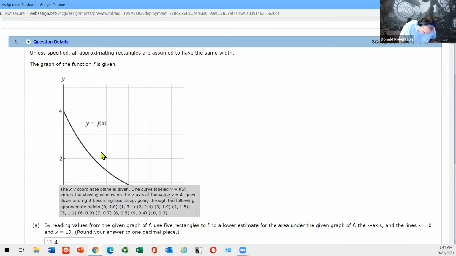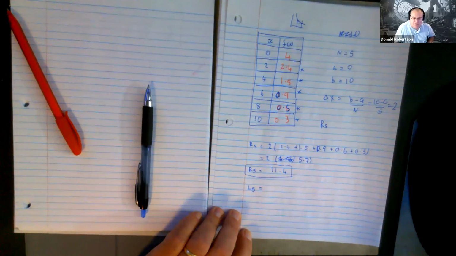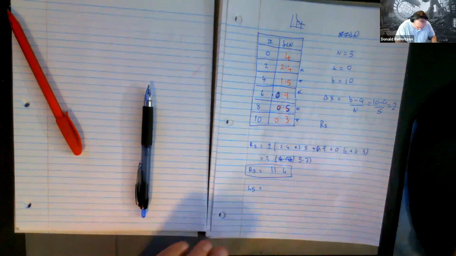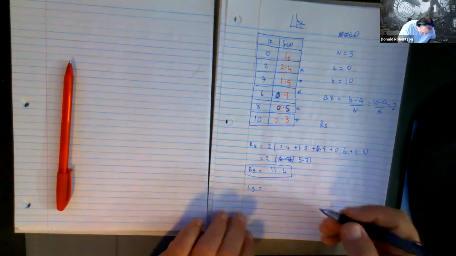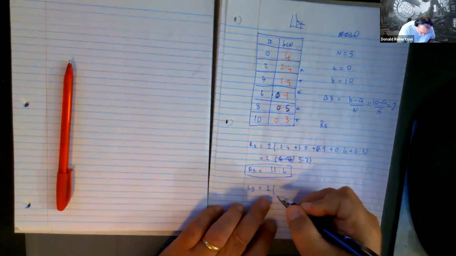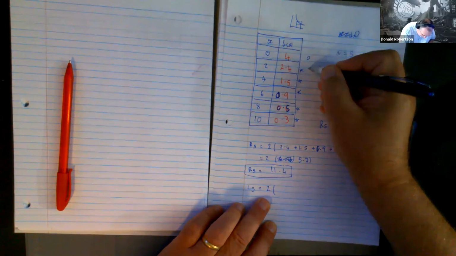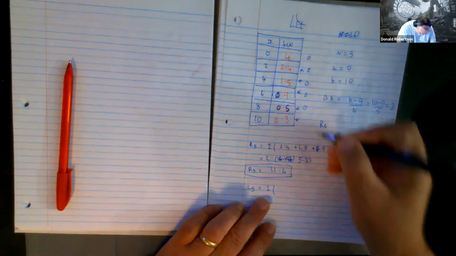Now, if I wanted to do the next fella, which I will, which is going to be L5, I'm just going to jump to the working, because I now can see what the heck's going on. Let's see if I can get these guys going. And thank you from Eric. So it's going to be 2 times all these guys.